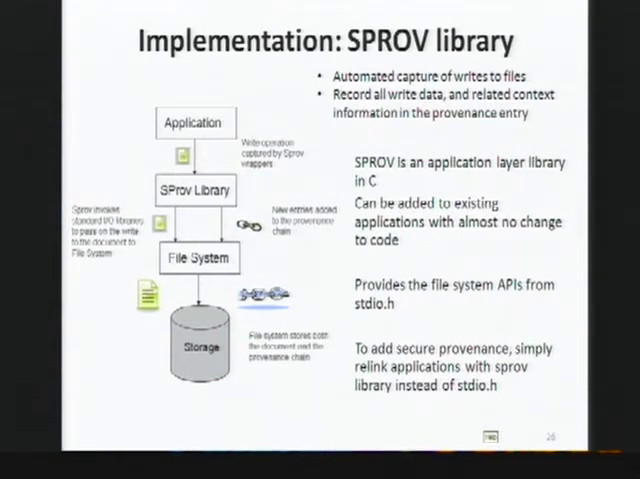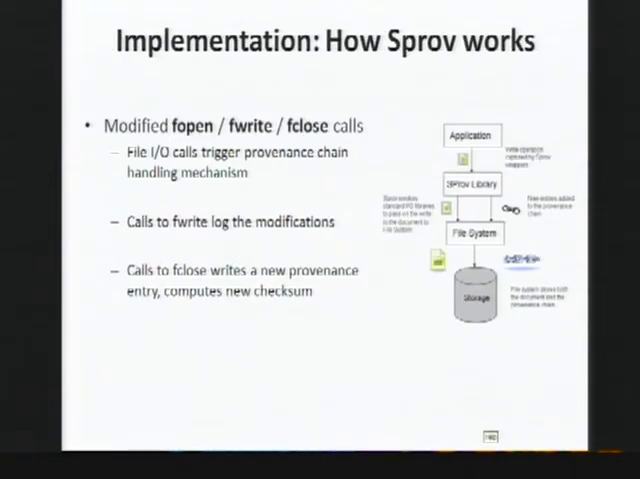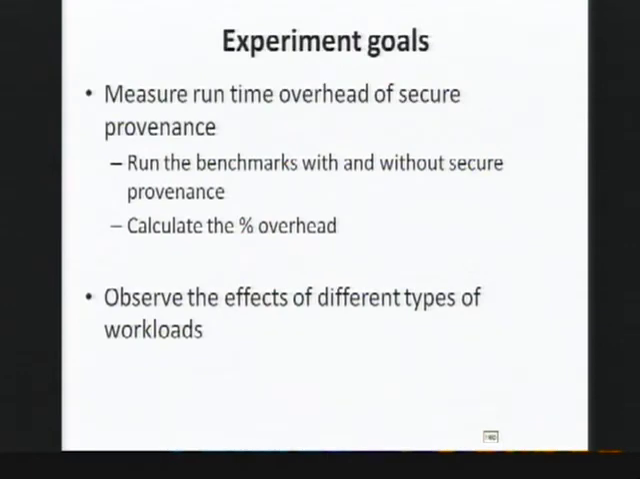And one of the goals we had is to make it as portable and as easy to deploy as possible. So we provide a wrapper for all the file system I/O in the standard IO.h library. And to have secure provenance in any application, you just use our header files and then recompile, and also change the file system calls to use our file system calls. So I'll just skip this slide to go on to the experiments.